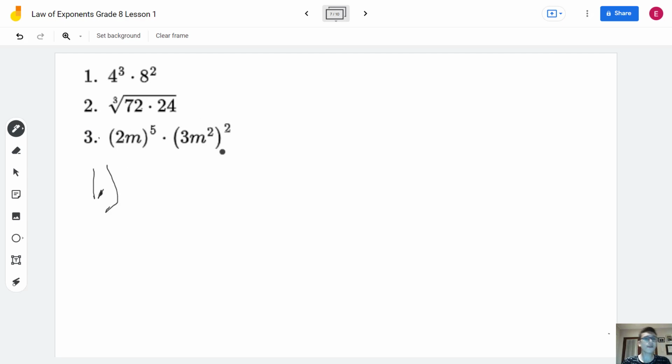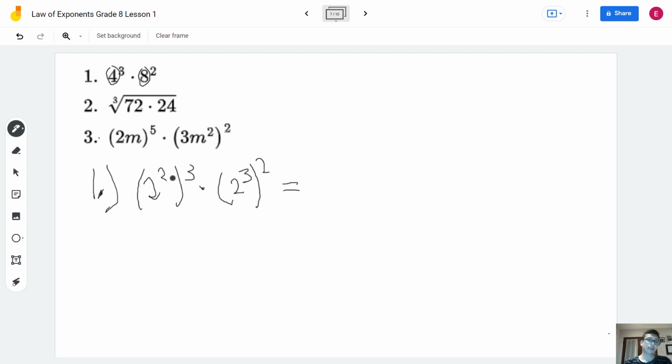So for the first example, 4 cubed times 8 squared. Now as you can see, the law of exponents says that the base has to be the same. However, 4, which is the base, and 8 are not the same. But if you prime factorize, we're going to prime factorize 4, not 4 cubed, we're going to prime factorize 4, and we're going to prime factorize 8. Okay, so 4 equals 2 squared, and you cube that. So you're replacing the 4 with 2 squared, and you're cubing that still because there's still a 3. And 8 you're replacing with 2 cubed, which is the factorized form of 8. And you're squaring that.